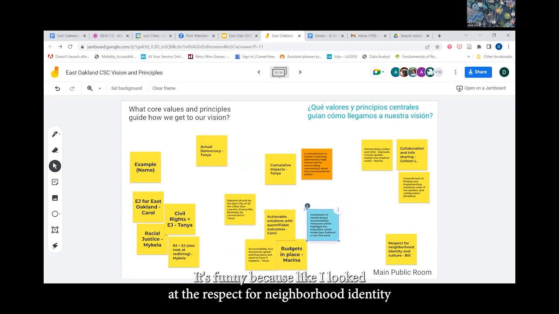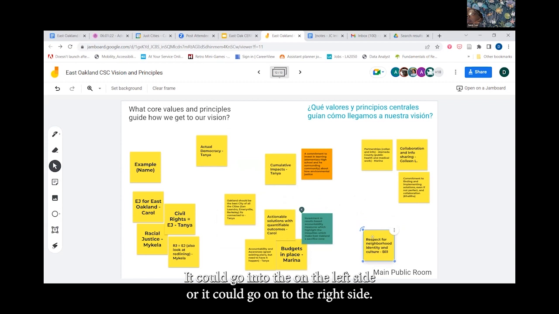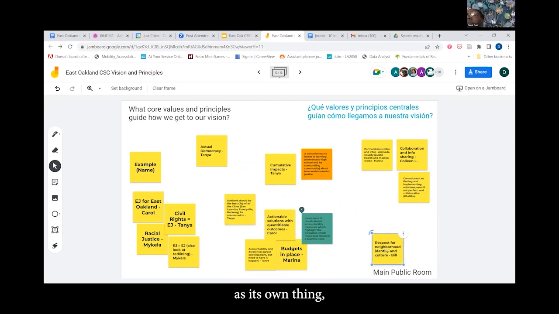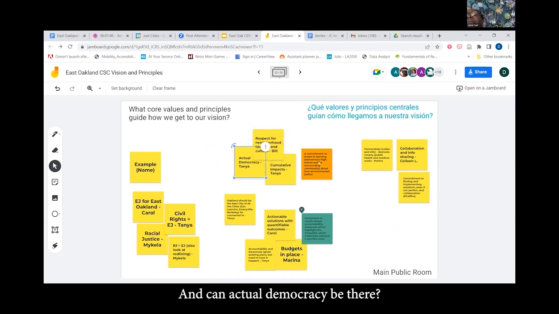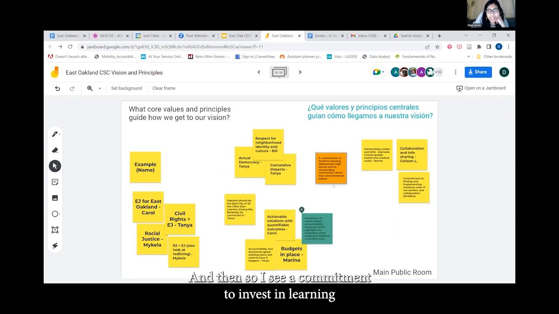It's funny because I look at the respect for neighborhood identity and culture, and I feel like it could go in multiple places. It could go on the left side, or it could go on the right side. Well, maybe if you want, we can also have it as its own thing. Or it connects to everything. I think it does actually. Yeah. Okay. All right. Where I do think we could put that is with cumulative impacts, since all that is also sort of a wide, a broad topic. Okay. Can actual democracy also be there? Yeah, I think so.